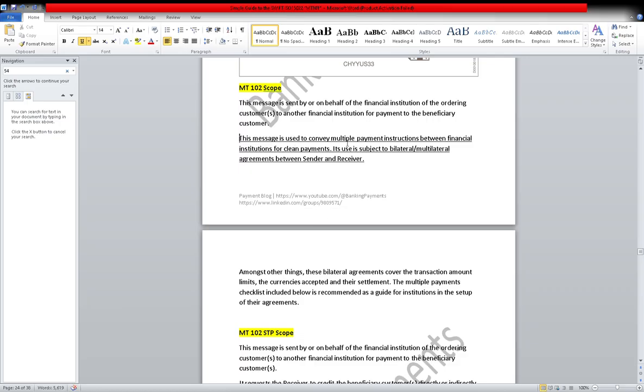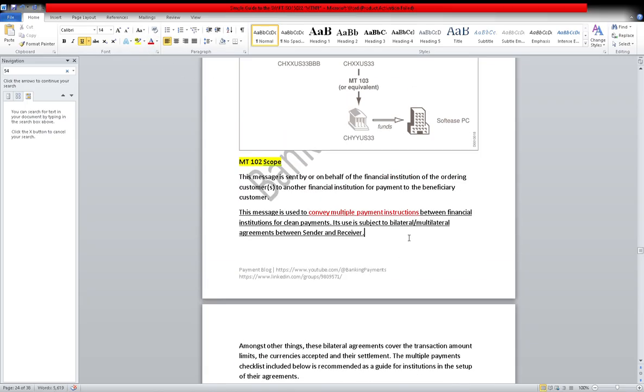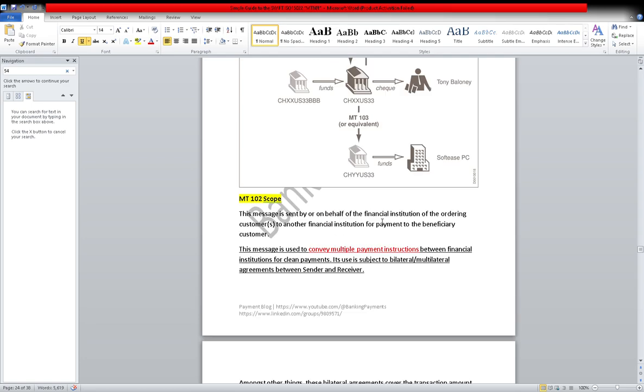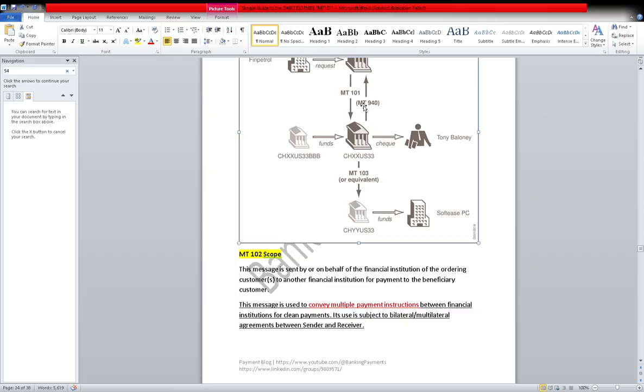This message is used to convey multiple payment instructions. That is the important word. Multiple payment instructions means, for example, if he is sending MT102 here, it will send payment to this guy. It is payment to other guys also, Tony also, Loni also, and Moni also, Mr. Bit also. So that may contain 3 or 4 payments, right? So that message is called an MT102 message.